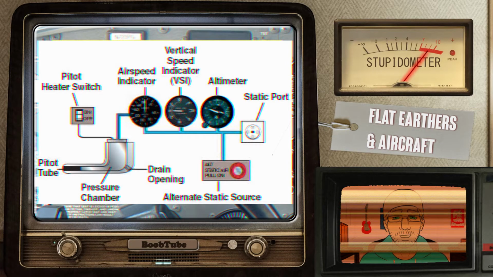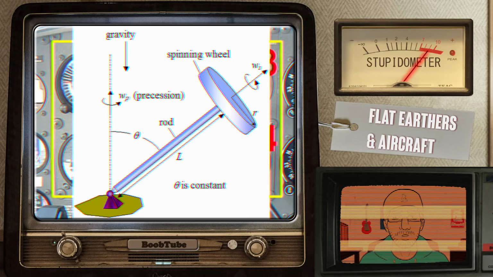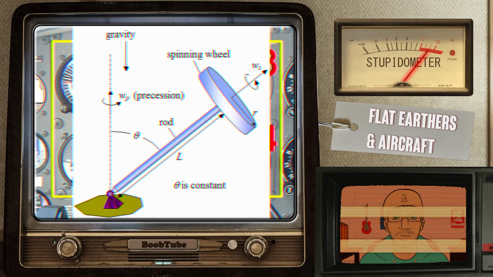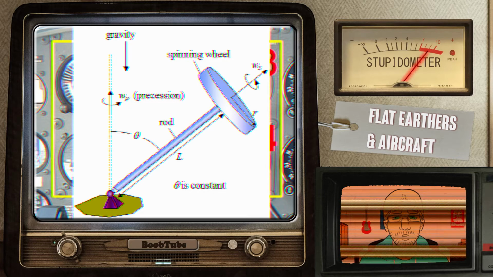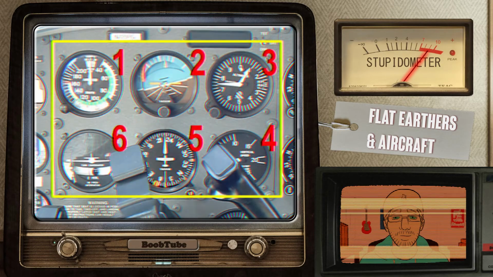Then we use gyroscopic precession, which is the tendency of a rotating body to constantly react to a force being applied by turning in the direction of its rotation exactly 90 degrees to its axis. And these principles are used to measure attitude, heading, and turn.